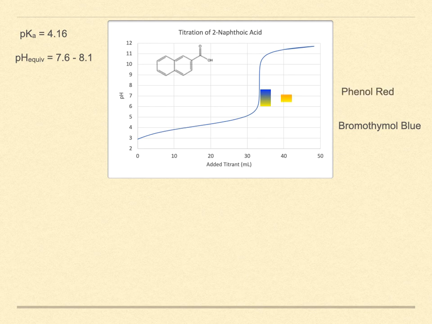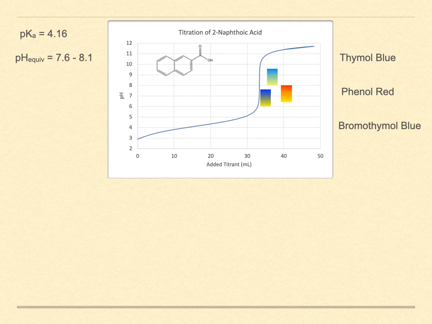Phenol Red starts changing from yellow around pH equals 6.4 and is red by 8.0. This is well placed also. Finally, Thymol Blue starts to change from its acidic form of yellow at 8.0 and is blue by 9.6. Each of these indicators will provide a different color change in a slightly different pH range, but the additional added titrate volume will be very small.